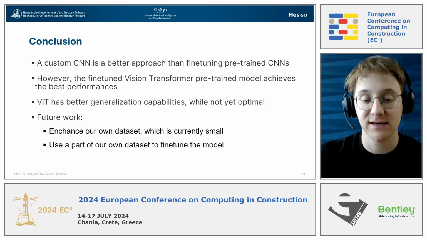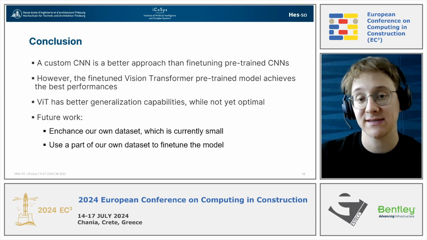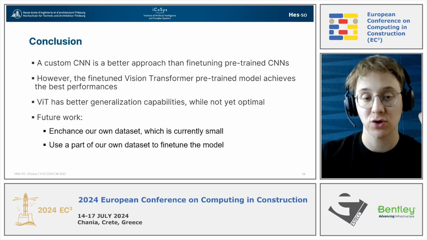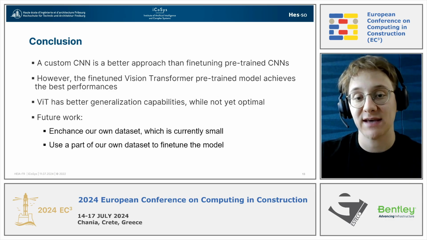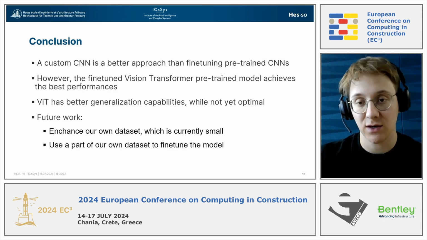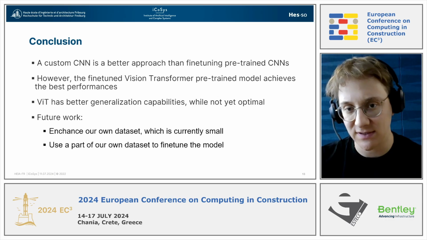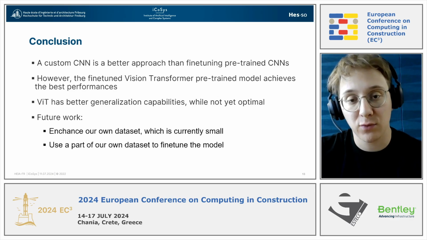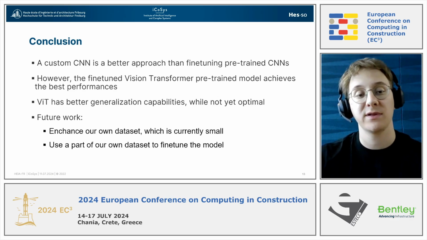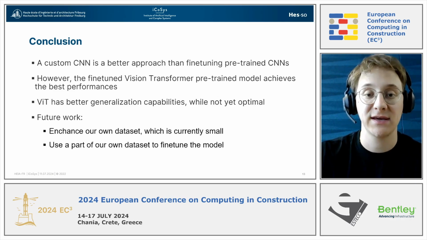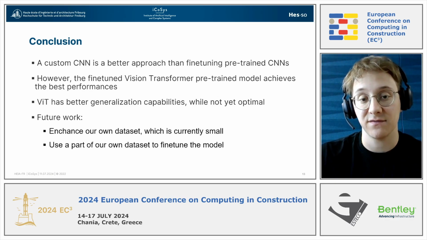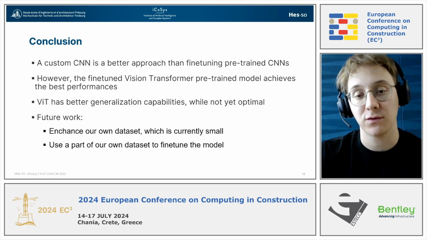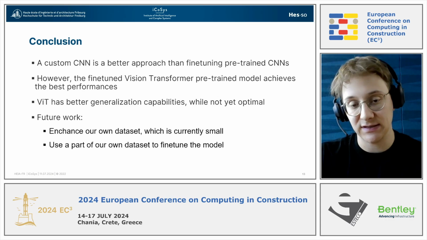The first axis is the enhancement of our own data set, meaning the collection of new images to cover a greater diversity of grain sizes, but also the balancing of our data set with the aim of also using it for training a model, because for now it is a bit imbalanced. In a second time, we would like to improve the generalization capabilities of VIT by using part of our data set for training, either by fine-tuning the current model on this subset of data, or by reapplying transfer learning from scratch, as we did in this work.